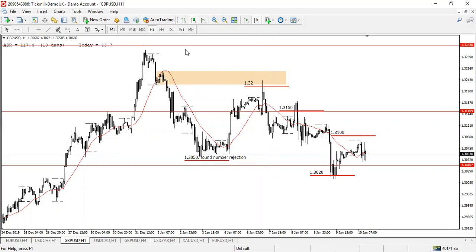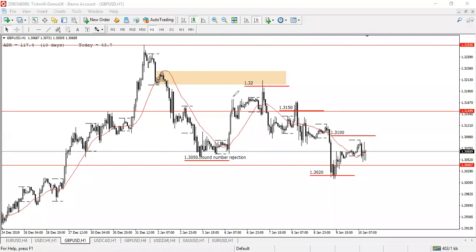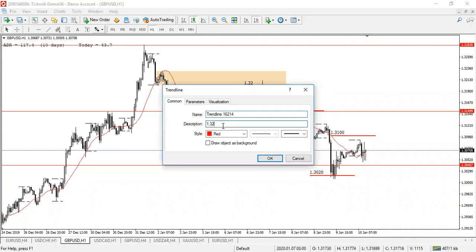Since they have traded stops in this area here, they traded stops in this area here, we can expect them to come down and trade stops in this area, and then probably they will push back up. Okay, guys. So this was another rejection, guys. This was another round number rejection.